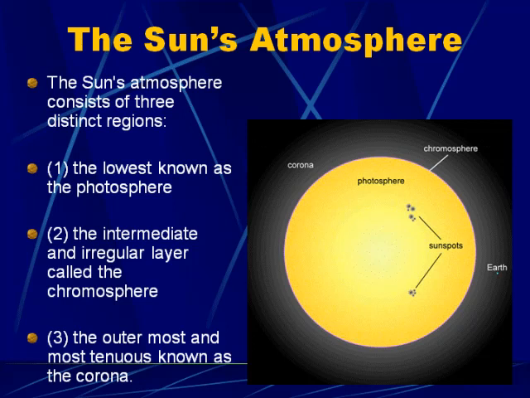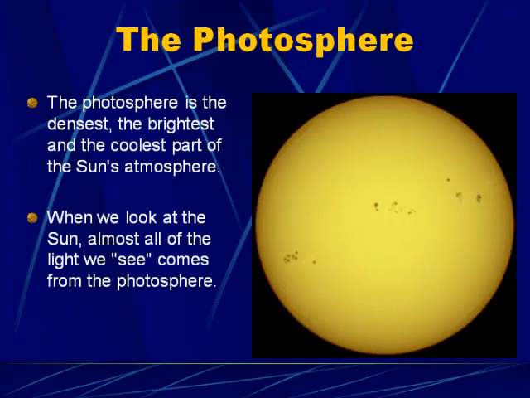The outermost layer is the most tenuous, but it's also the hottest, and that's the corona. So again, talking about the photosphere, that's what we see. The photosphere appears to be yellow in color due to its very high temperature. It has about the equivalent surface temperature of about 5,800 degrees Kelvin. It's the densest part of the atmosphere.